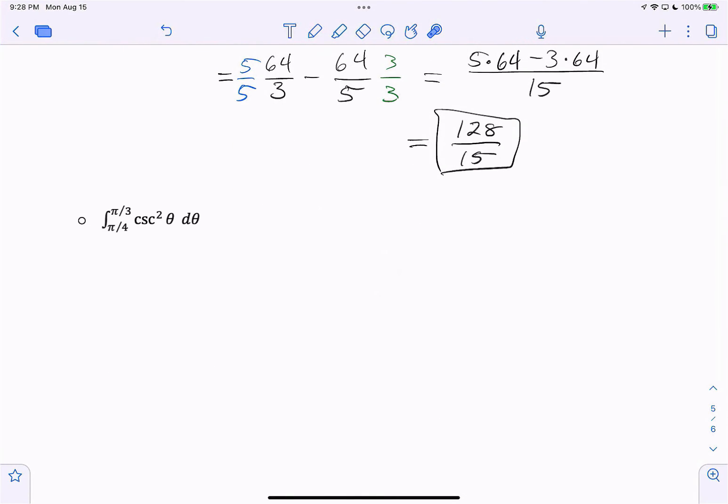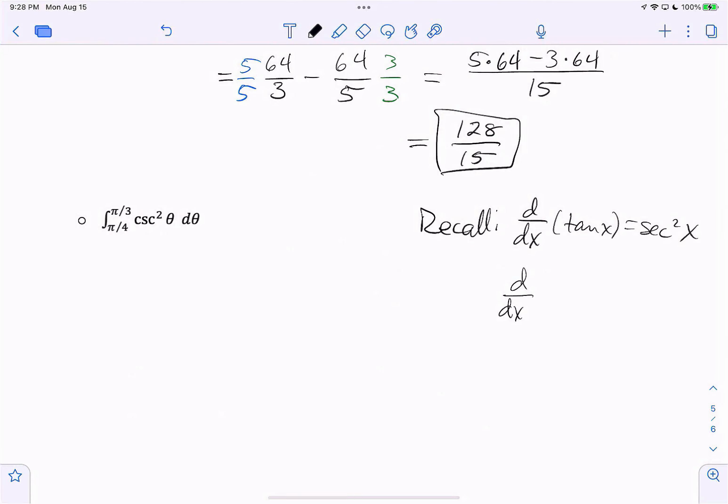Finally, we have the integral from pi over 4 to pi over 3 of the cosecant squared of theta d theta. Recall that the derivative, I'm going to give it to you the way I actually think of this. The derivative with respect to x of the tangent of x is equal to the secant squared of x. So that helps me remember that the derivative with respect to x of the cotangent of x is equal to the negative cosecant squared of x. Remember, trig functions that start with c have derivatives that are negative.